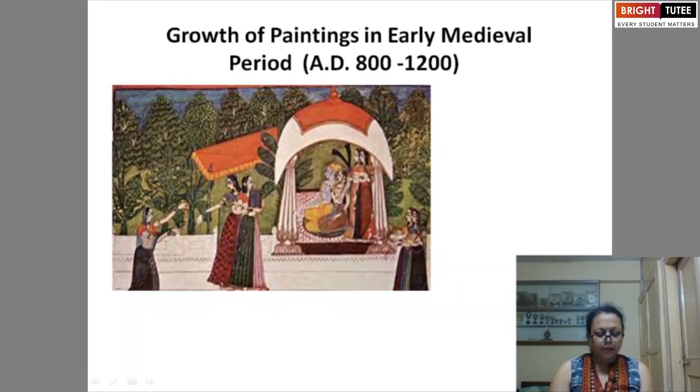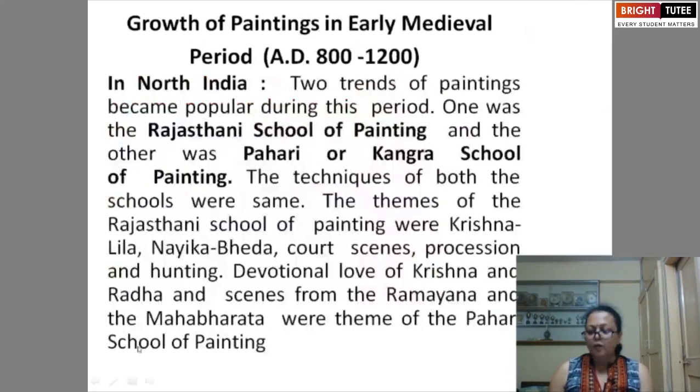So what are the things which happened in that? Which type of paintings were drawn in those days? This we are coming to discuss, along with their artists, their craftspersons, who were the rulers who appointed the different painters and artists, and about their work, the theme of the paintings, the colors which have been used, and its importance. So let's see the growth of paintings in early medieval period, AD 800 to 1200.